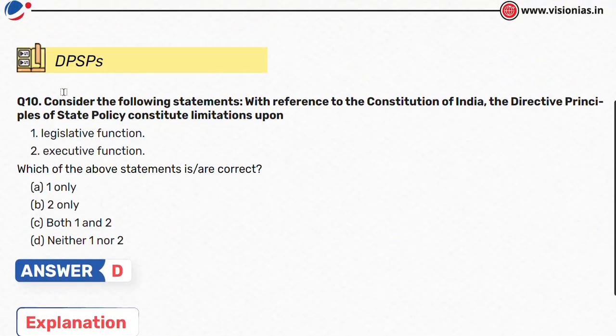So question number 10. Consider the following statement with reference to the Constitution of India. Directive principle of state policy constitute limitations upon legislative function, executive function. No, none of them are correct. So neither one nor the other. Why? Because they are saying constitutional limitation. See, DPSP are not something which is binding on the legislative function or executive function. They are just there to give them a right path, to lead them to follow a good path. So that is the thing.